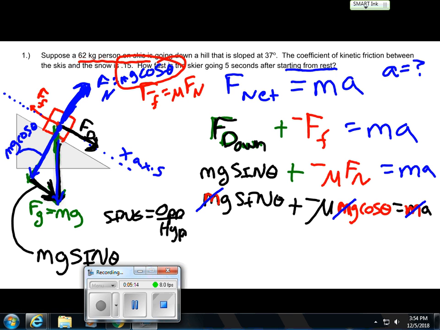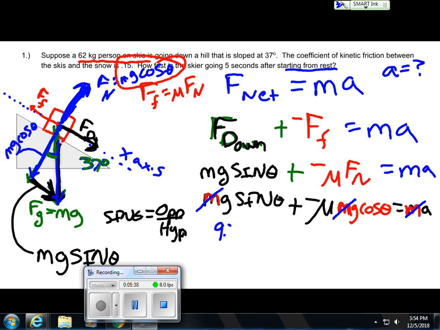I'm trying to find out what a is. I know what g is, that's gravity. I know my angle is 37 degrees. Oh, by the way, this 37 is the same angle right here. I don't know if you can see this. I'll try to mark 37 and that. Those two angles are the same.